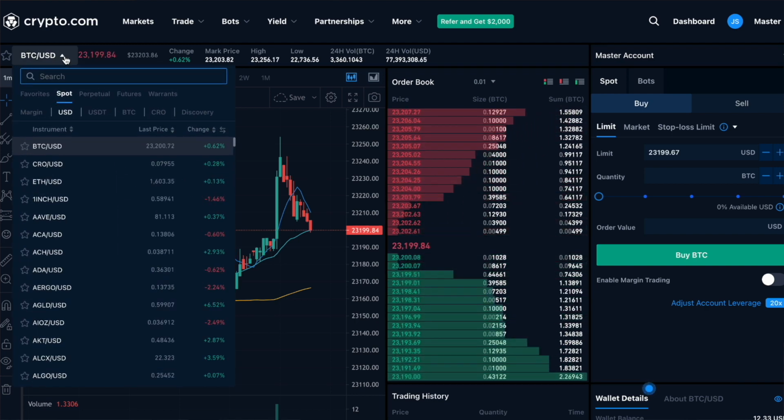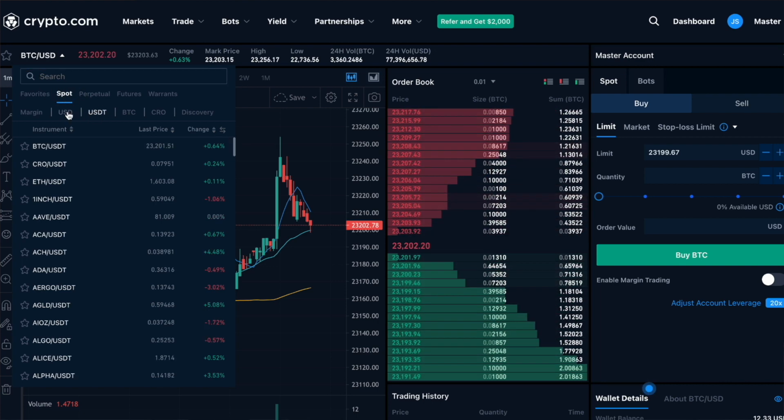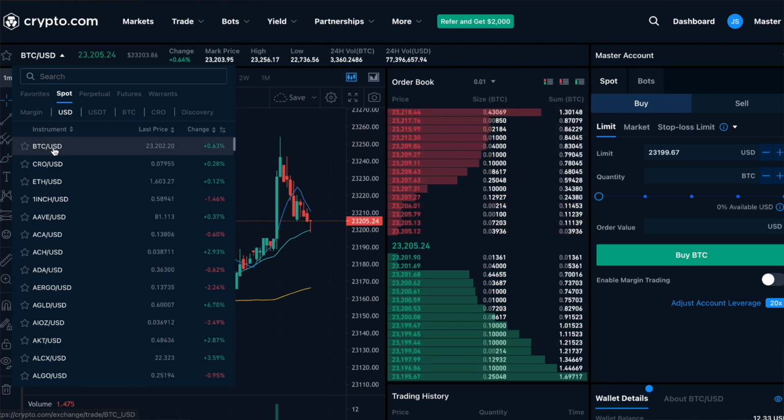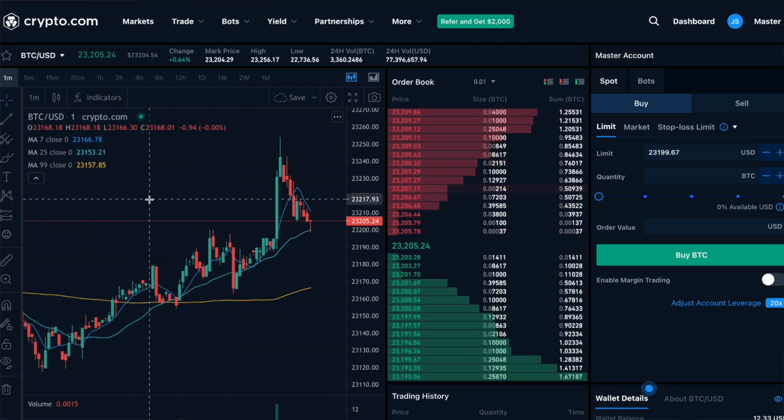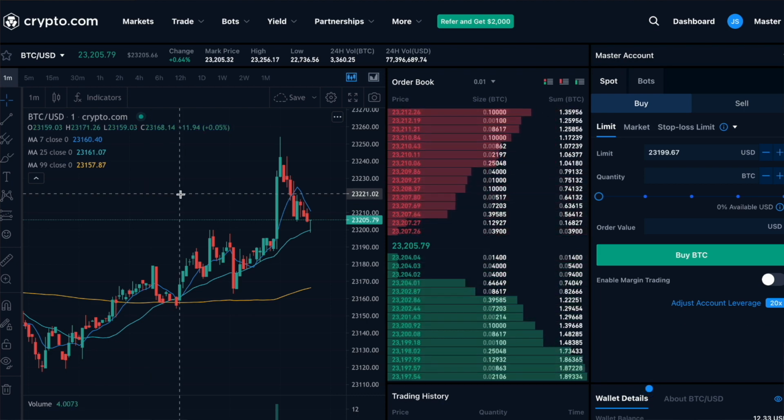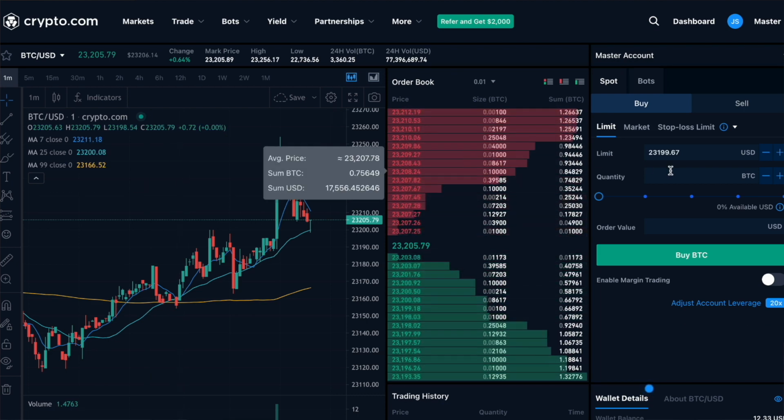We click on the current trading pair selected, and the search window for trading pairs pops up. We make sure we have a look at the spot pairs and have USD selected. Click BTC USD. There is quite some information on this page, but it is actually quite easy. So let's go step by step.